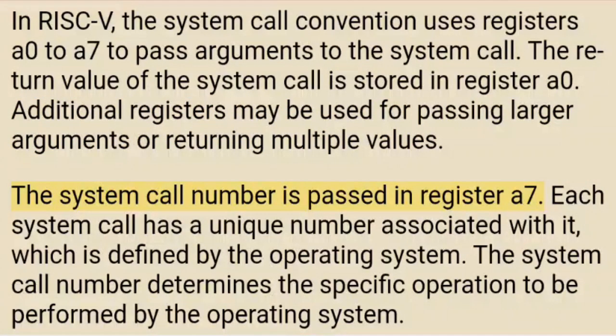The system call number is passed in register A7. Each system call has a unique number associated with it, which is defined by the operating system. The system call number determines the specific operation to be performed by the operating system.